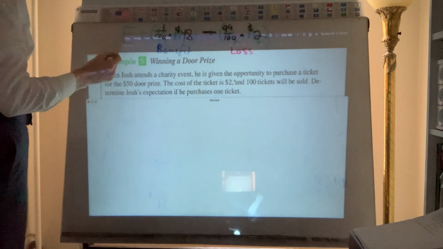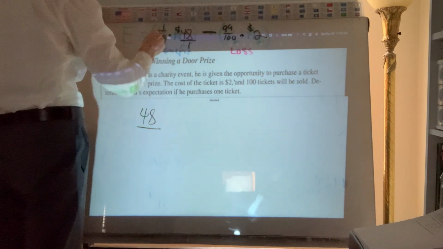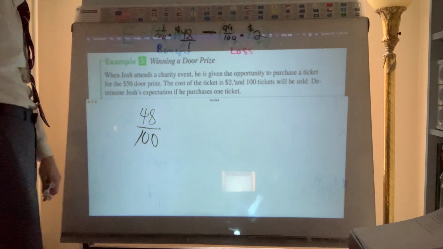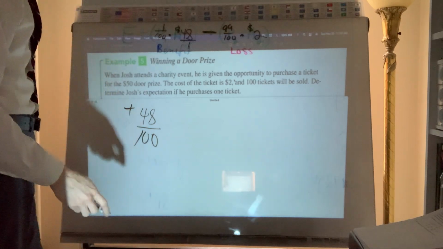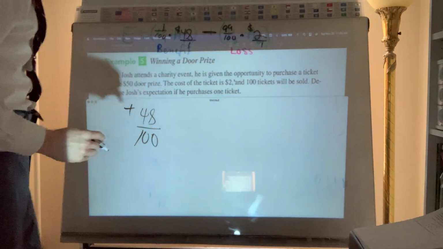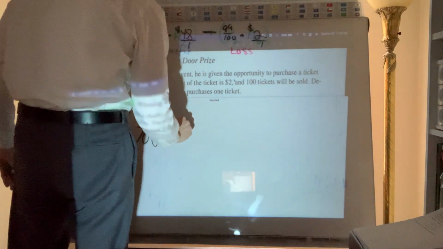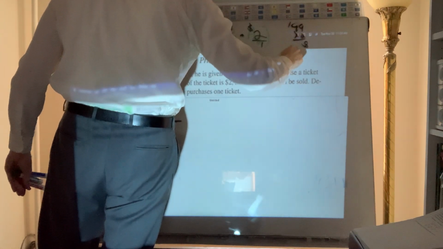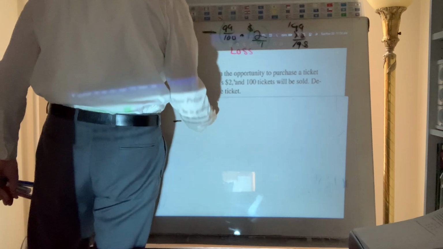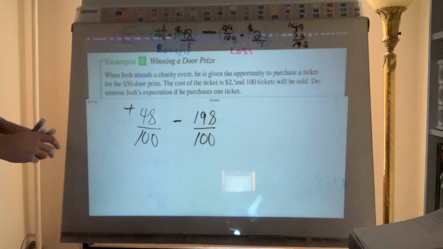All right. I'm going to do it fraction style in this case. 1 times 48 is 48. 100 times 1 is 100. And that's a positive. This is 99 times 2 technically. So minus 198. 1 times 100 is 100. You could do the decimals if you like.